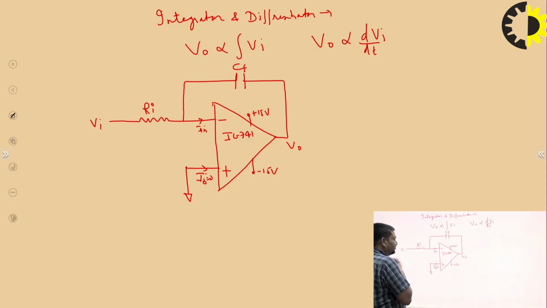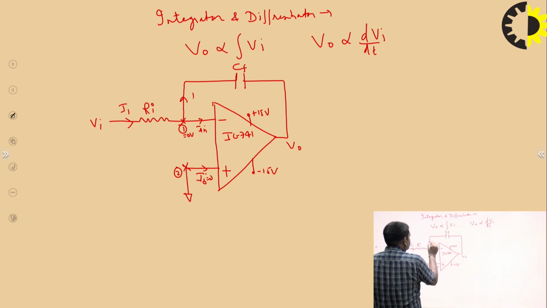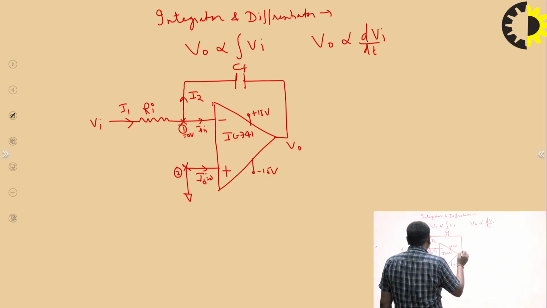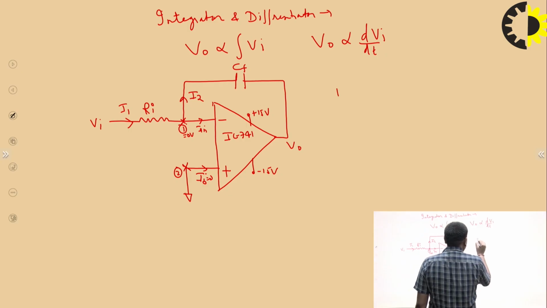Then by using the virtual ground condition, the potential at node 2 is equal to the potential at node 1, that means this is 0 volt and this is also 0 volt. This is I1 and this is I2. The current flowing in the input resistance is I1, and the current flowing in the capacitance circuit is I2. So how do we calculate it? Just apply KCL at node 1, that means I1 is equal to I2.